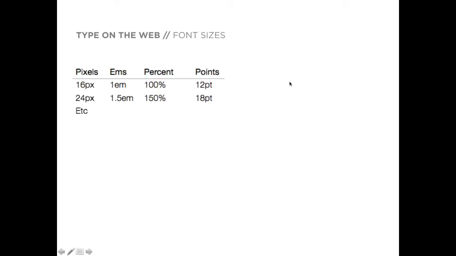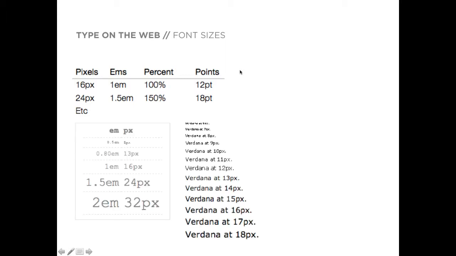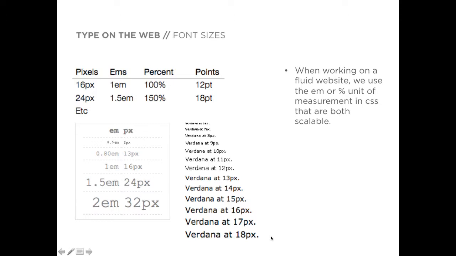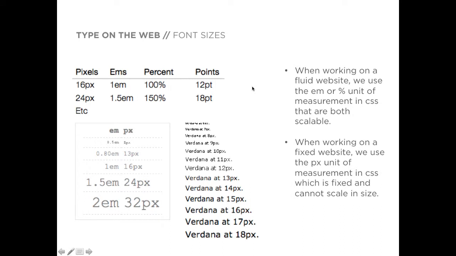Moving on to font sizes. We know from a previous lecture that 16 pixels is equal to 1 EM, is equal to 100% and 12 points, provided that 16 pixels is the default mentioned in the browser. And so this is an example of how we would see a font written in 9 pixels as opposed to 18 pixels. When working on a fluid website, we use the EM or percent unit of measurement in CSS that are both scalable. We know this again from a previous lecture. When working on a fixed website, we use the pixel unit of measurement in CSS, which is fixed and cannot scale in size.